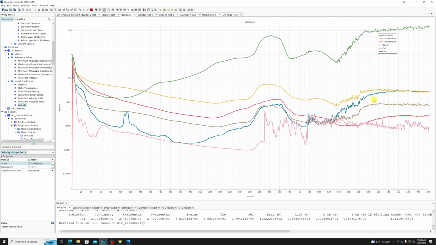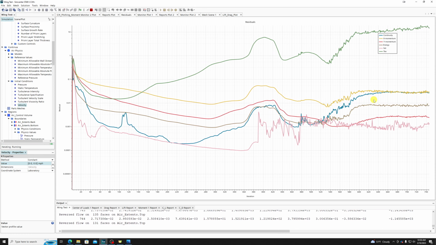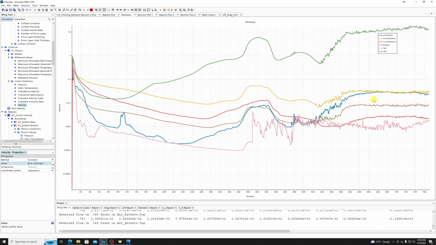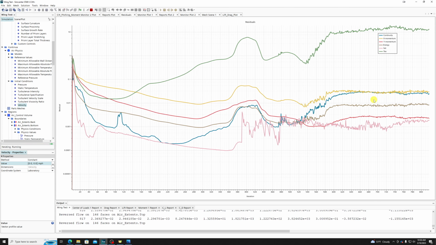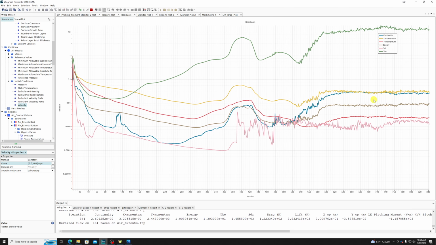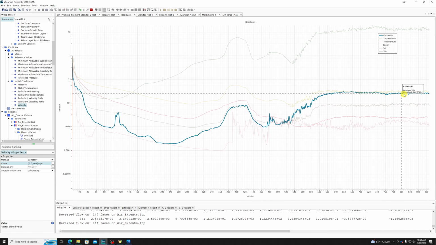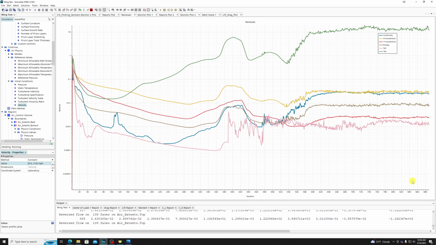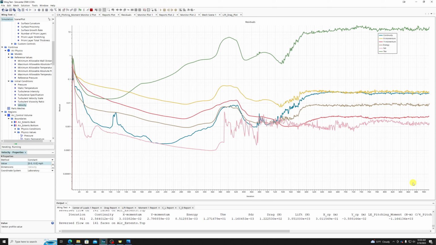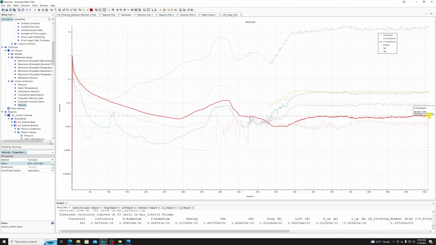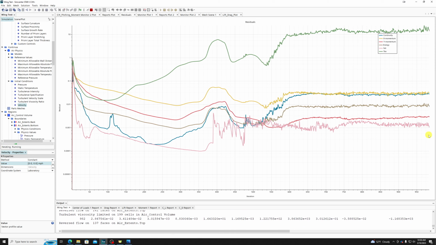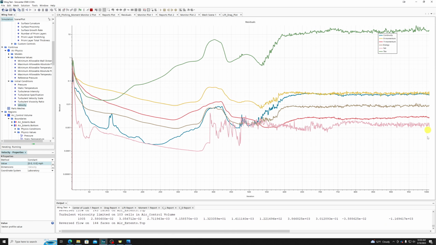So you want to see a couple of things to know that a simulation is converged and to know how well it's converged. You want to be looking at this to see, are these, well, they're never really going to be flat lines, but are they kind of oscillating around a fixed value? And this is starting to get pretty close. This Y momentum is doing a little bit still, but this is pretty close to oscillating around fixed values.